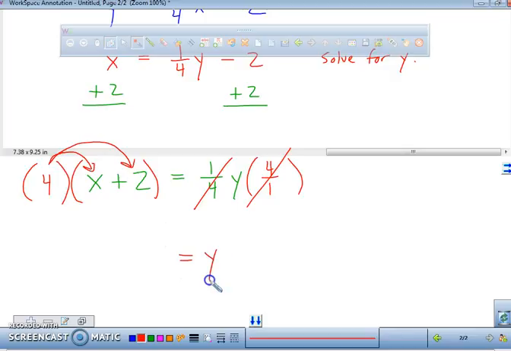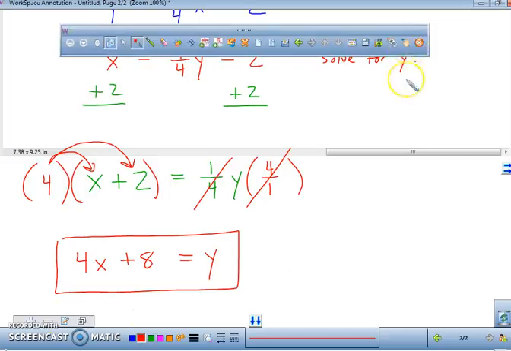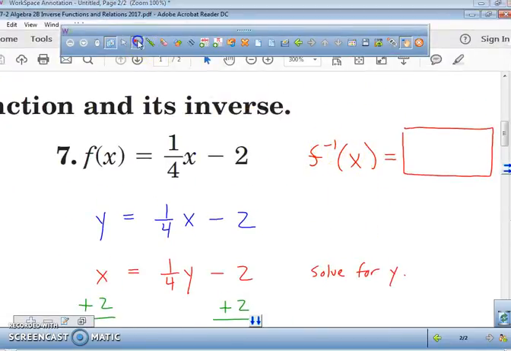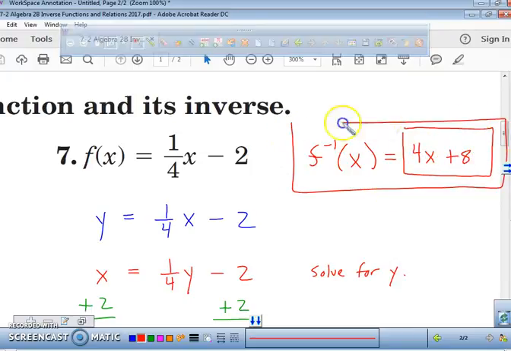So here's what you're left with: y equals 4x plus 8. That is the inverse of your original f of x function. So right up here for f to the negative 1 of x, or the inverse, you're going to write 4x plus 8. And this right here is your final answer for the inverse of this function.